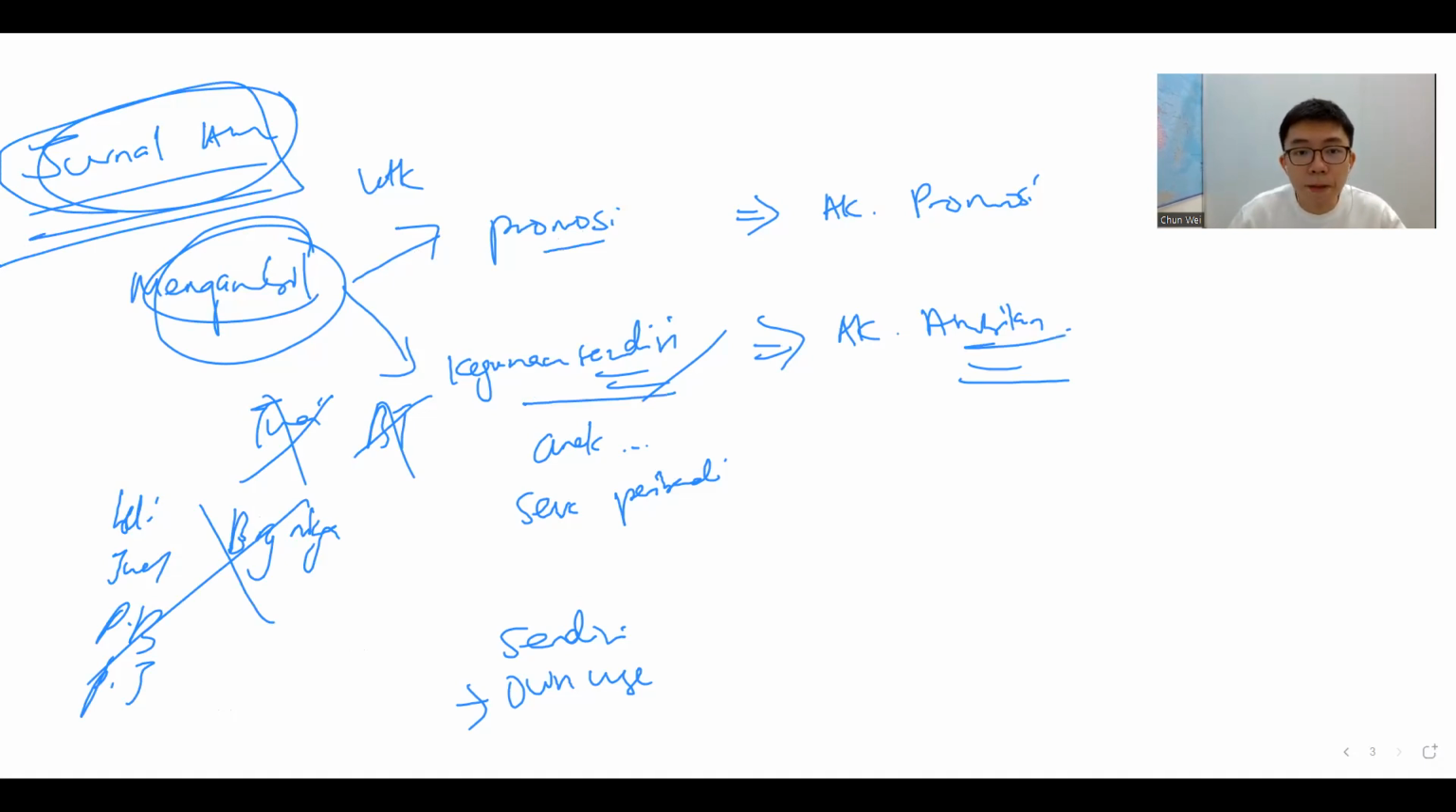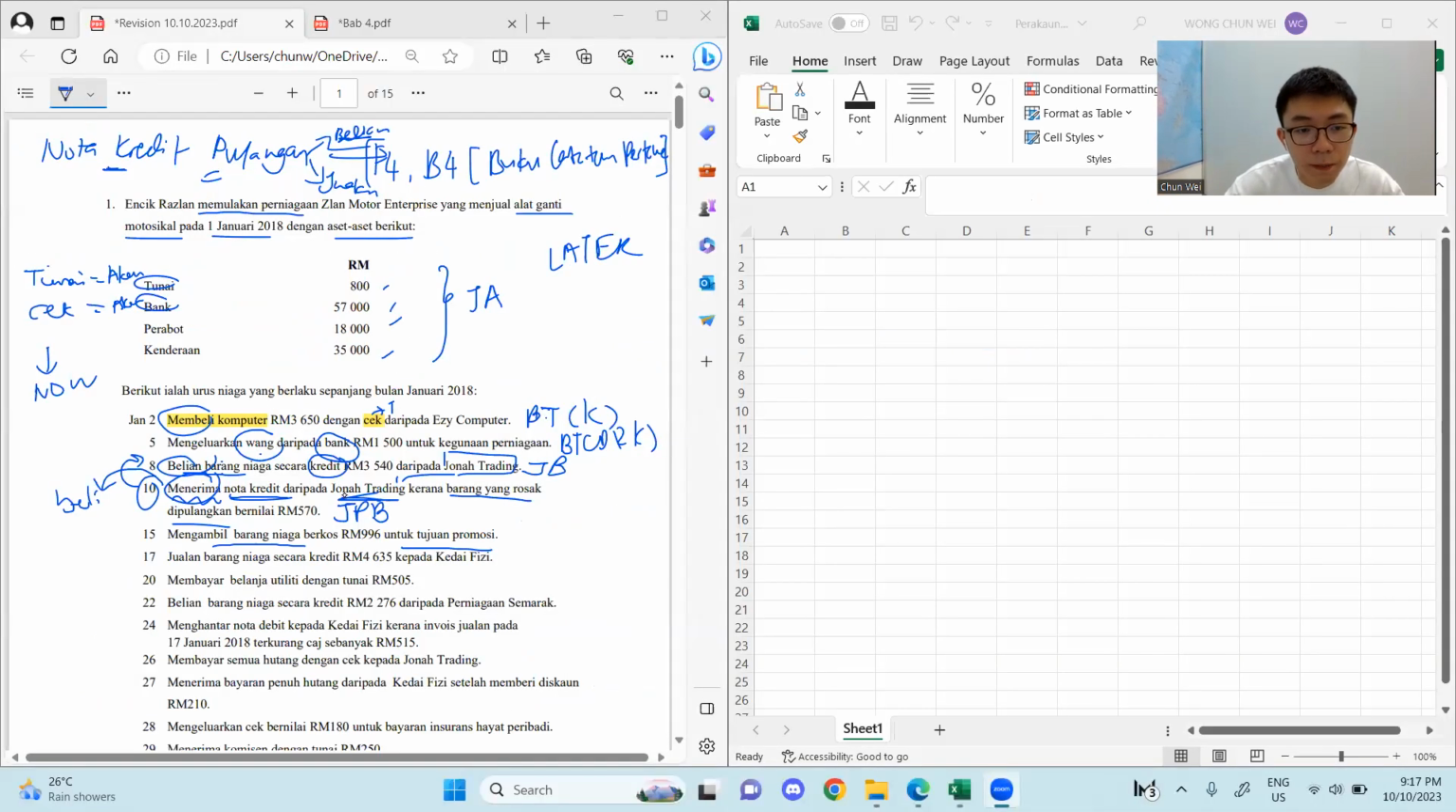Alright? So, come back to here. So, this mengambil barang niaga untuk tujuan promosi will be in a jenaam. Okay, now we go on to 17. Jual barang niaga secara kredit. Secara kredit, we know, is a jena. So, it is a barang niaga, so it's a jena khas. So, under jena khas, you jual. So, this is a jena jualan.